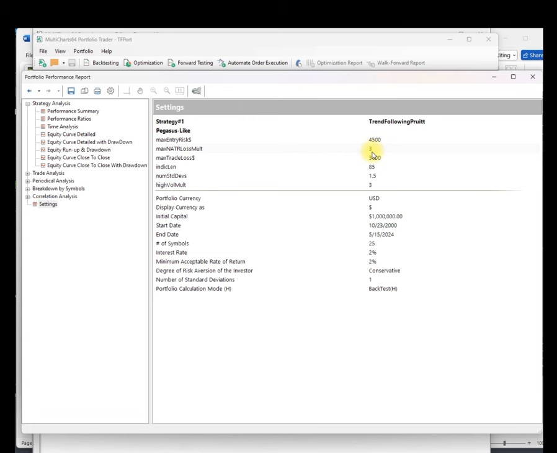There's my max NATR loss mult. That can be 2, 3, 4. That's not a sensitive input, I've discovered. My indicator length is 85, and number of standard deviations is 1.5. My high vol mult is an average true range calculation. If it exceeds 3 times and we have two consecutive closes against our position, we get out. So that's pretty cool. I'm going to show you the optimization of this thing real quick.